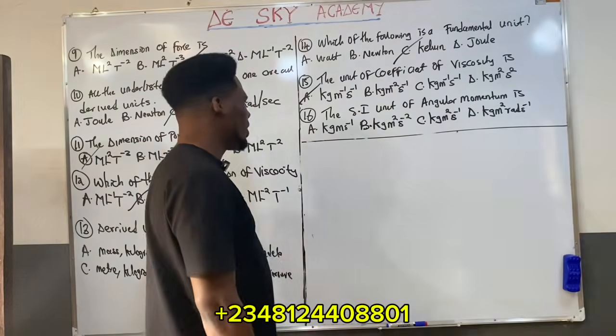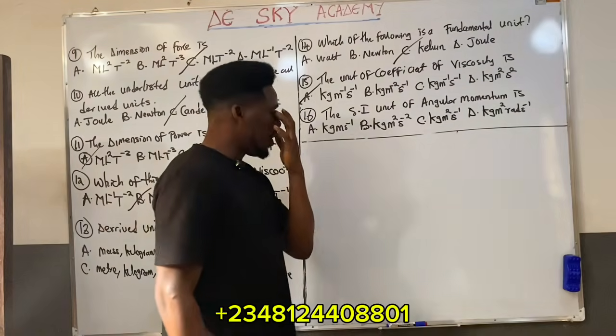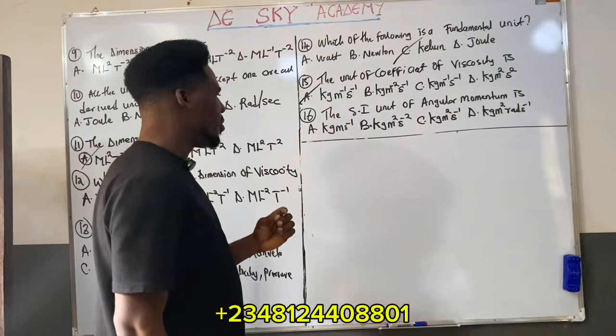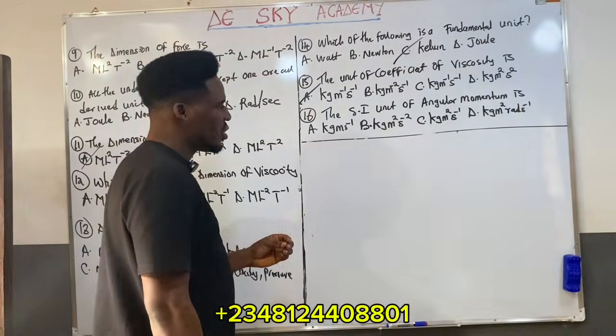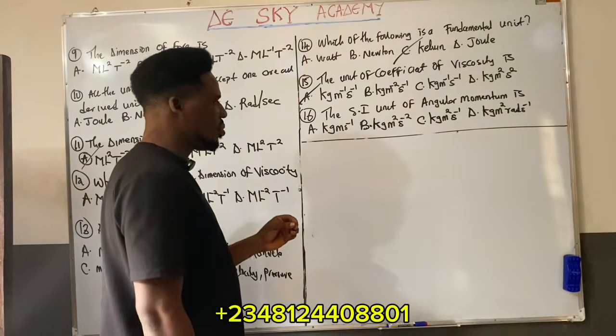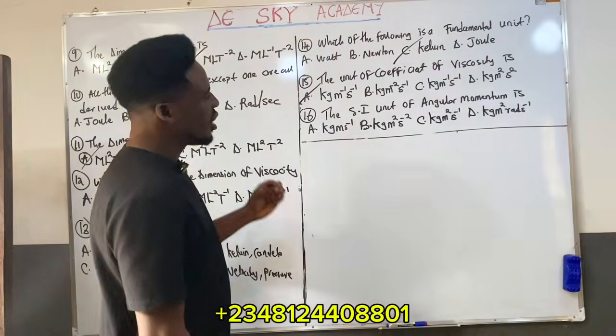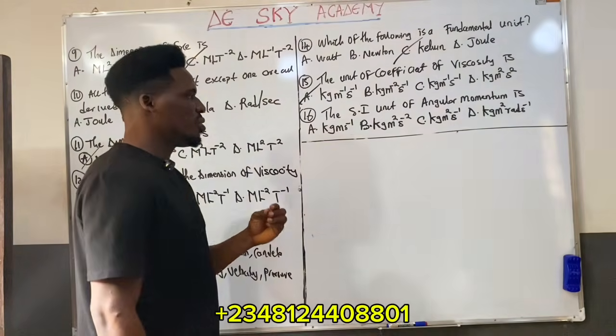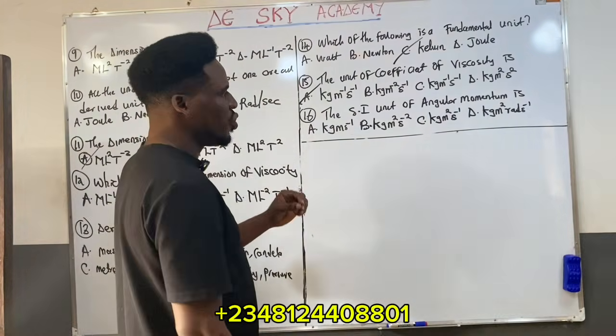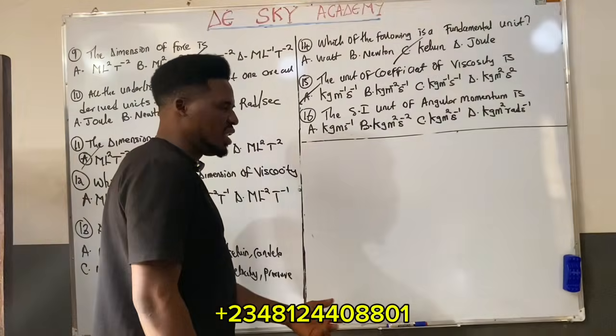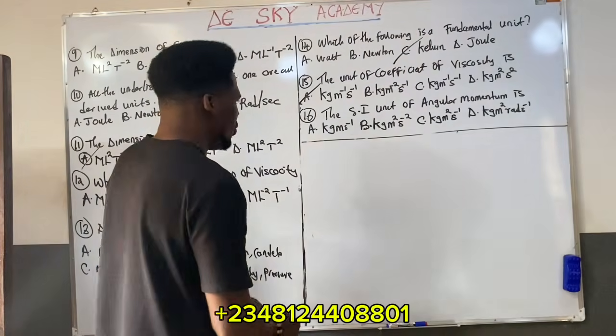All right, question number 16. They said the SI unit of angular momentum is dash. Option A, kilogram meter per second. Option B, kilogram meter square per second square. Option C, kilogram meter square per second. Option D, kilogram meter square radian per second. So how do you solve this?